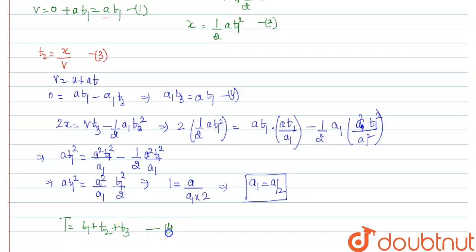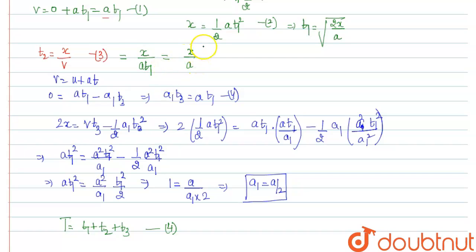This is equation 4. So if we place the value of T1 is equal to 2x upon A square root from here. So we write here that T1 is equal to square root of 2x upon A. T2 is equal to, we write here x upon v. So we write here T2 is x upon v is equal to AT1. Now we place the value of T1, that is x upon A.